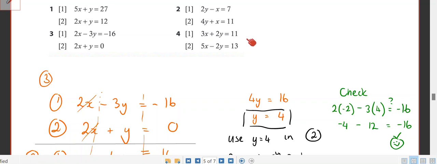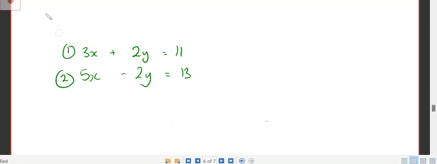Why are we going to add? Because it's positive and negative. So when it's positive and negative, we're going to add. So I am recording now.